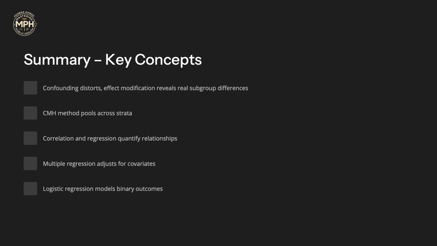This chapter brought together several important tools. We covered confounding and effect modification, the Cochran-Mantel-Haenszel method for stratified odds ratios, correlation to describe relationships, linear regression to predict continuous outcomes, and logistic regression to analyze binary outcomes and adjust for confounding. These tools help us understand, quantify, and control complex relationships in public health data.